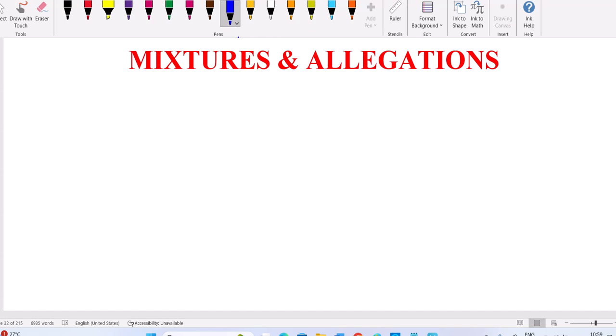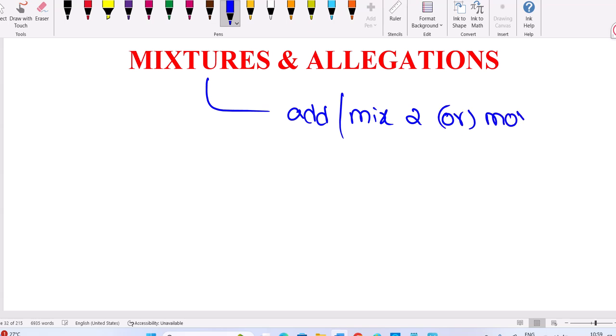So whenever you see a question where they add or mix two or more varieties, you have to think about this topic. When you're adding or mixing two or more varieties, you think about applying the mixtures and alligation concept. Mixing, adding, combining, right? And there are a lot of applications for this concept.